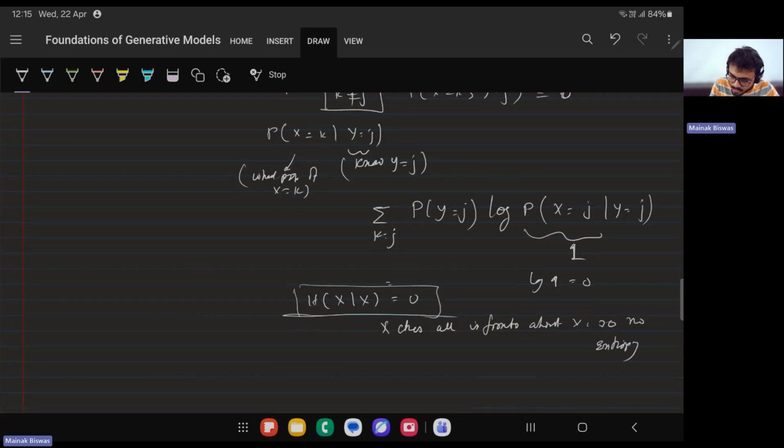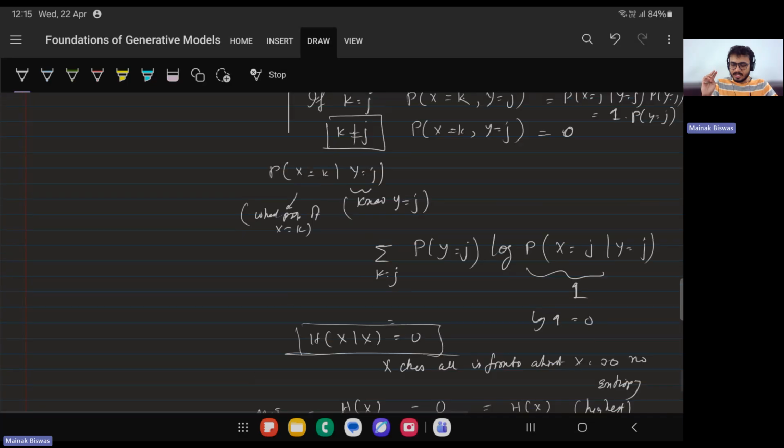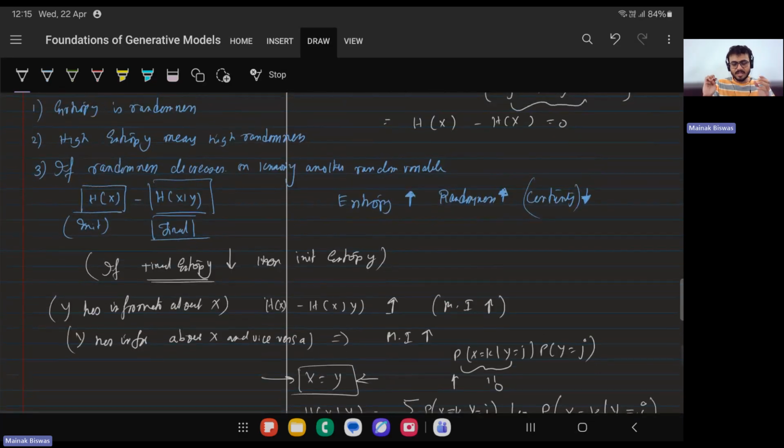So your mutual information is equal to H of X minus 0, which is H of X, which is the highest. This is the highest value that you can have. That's the idea, so it's a maximum. When X is equal to Y, you exactly know everything about X and Y. So the two things we learned: if X and Y are equal, then the difference between the initial and final entropy is very, very high, which means that mutual information is very high.